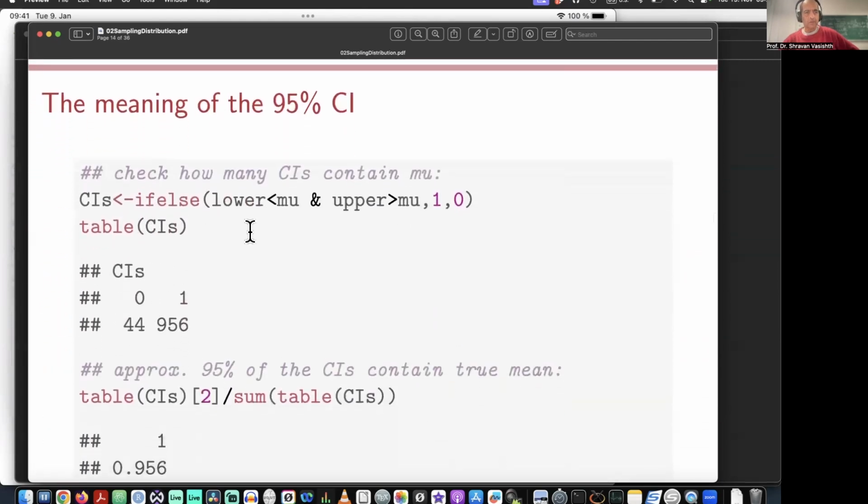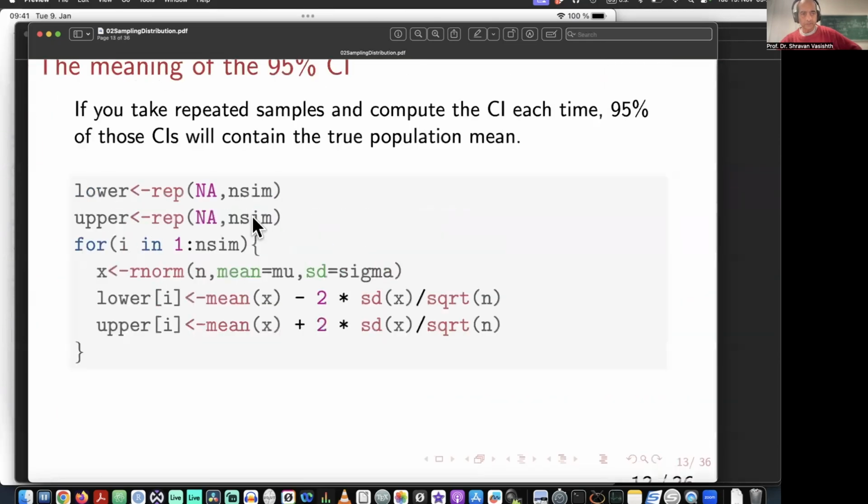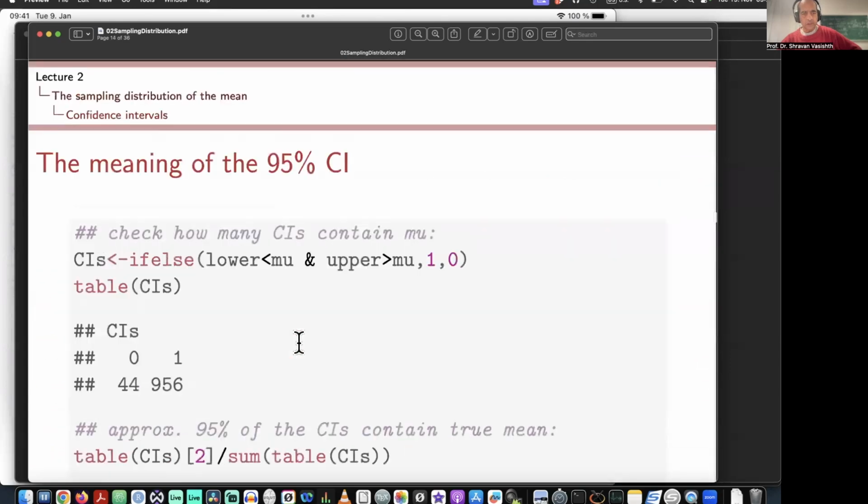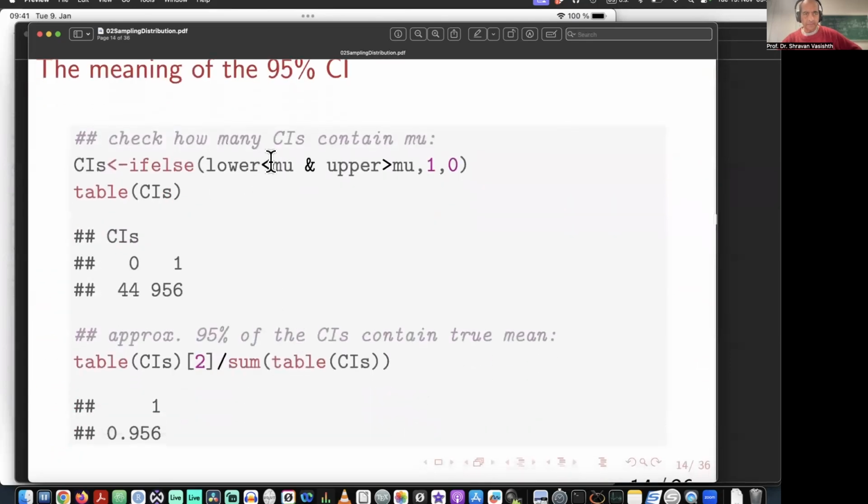And so now I know what the true mu is. Remember the true mu is 500 or whatever it was, right? So what I'm checking here, in this if else command, is what proportion of times do I have the true mu landing within the confidence interval.